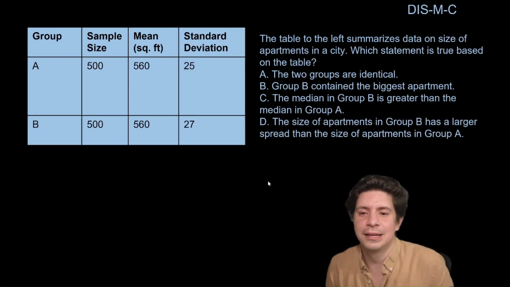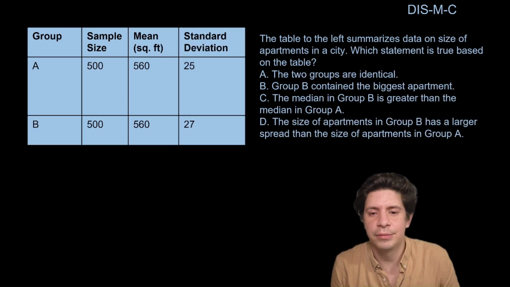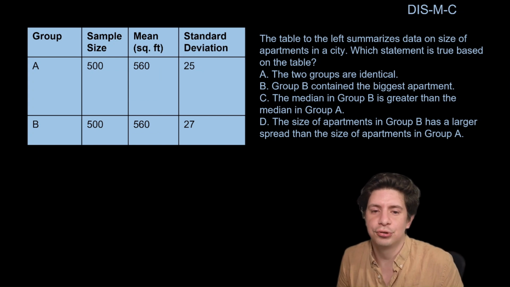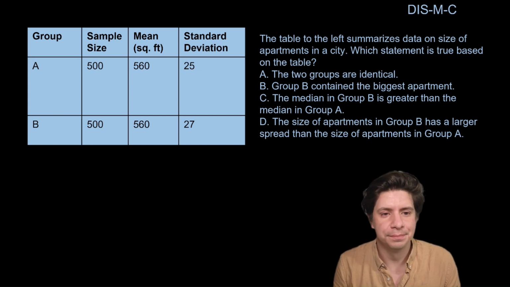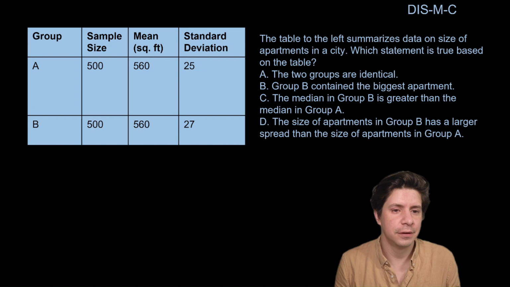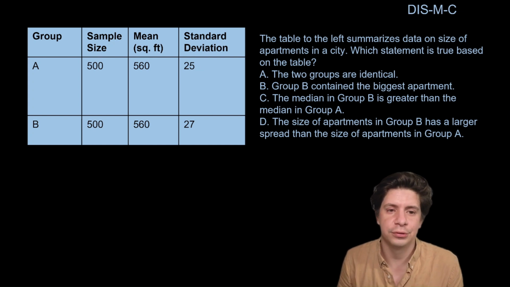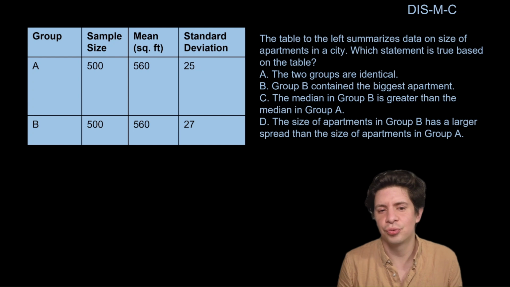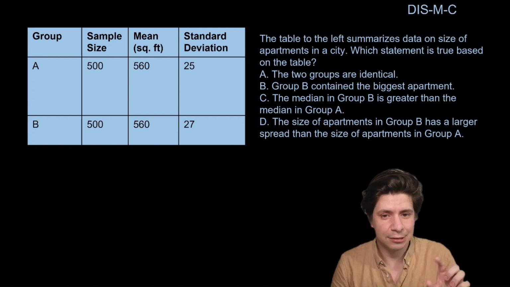The table to the left summarizes data on size of apartments in a city. Which statement is true based on the table? So we have group A, sample size 500. They both have a sample size of 500. Mean is 560 for both of them. And then there's a standard deviation that's greater in group B than group A. The two groups are identical, almost, but the standard deviation is different.